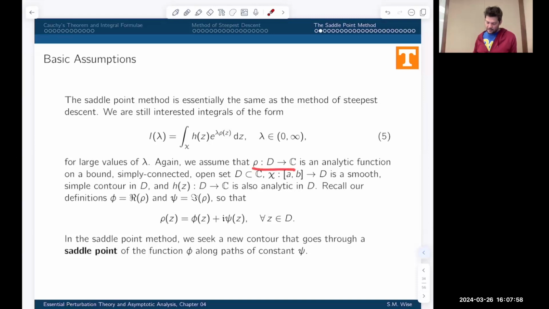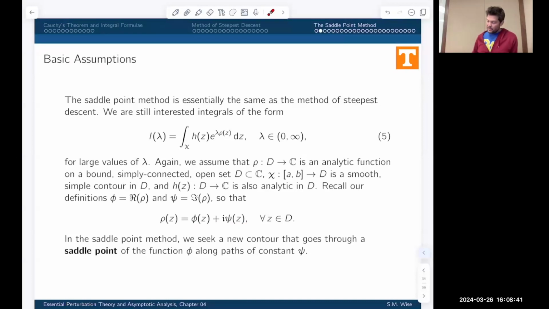So let's make sure I covered everything. So rho is analytic. H is also complex analytic. So recall, in way of definition, we said we're going to break rho up into its real and imaginary parts. And we called the real part phi and the imaginary part psi. Now, once I remove this complex unit, both of these functions are real valued. So they have their domain as D, a complex domain, but the values that they produce are just real numbers.